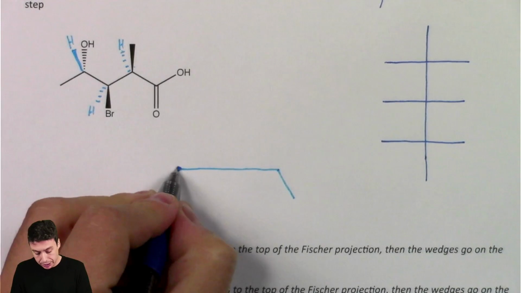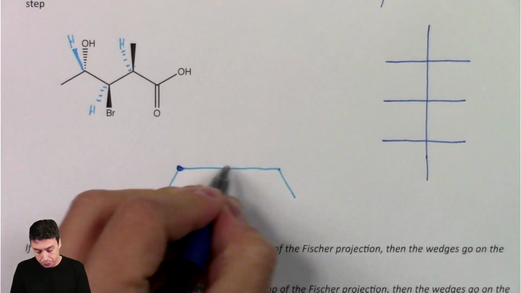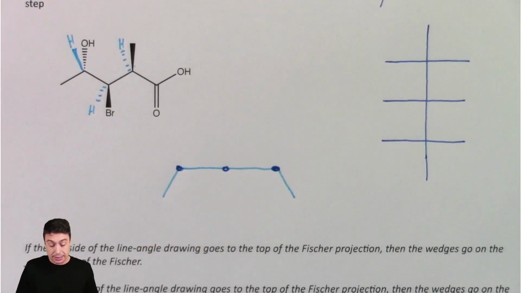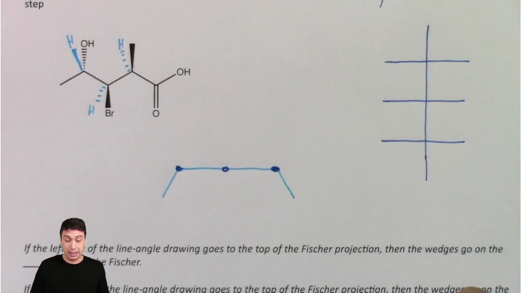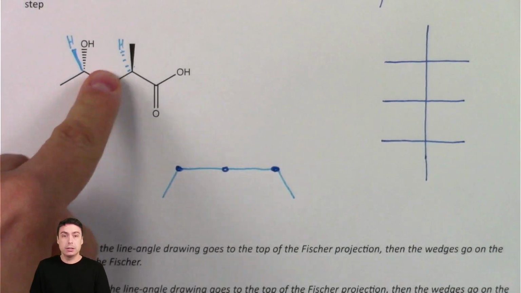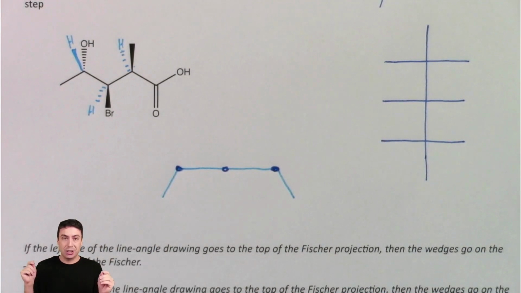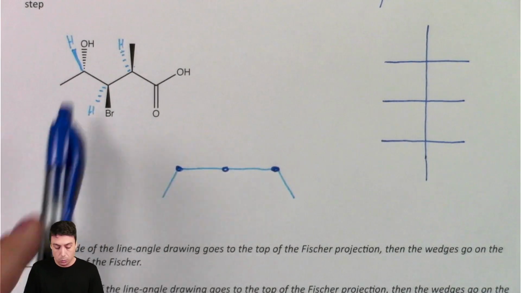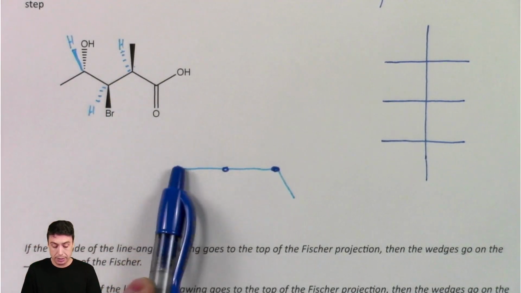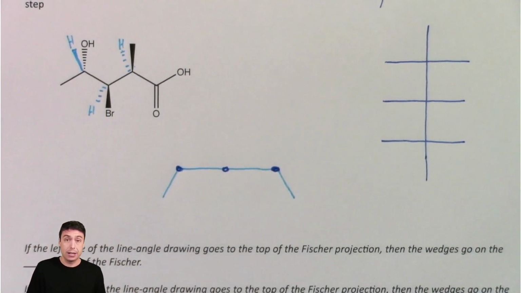Because I had 3 chiral centers, I'm going to have 3 dots on my tabletop, or my flat back. When you're going from the line angle to your tabletop, don't do any changing of what is the left and what is the right. Leave those as they are. So I've got 1, 2, 3 chiral centers. I'm going to leave it as 1, 2, 3 for my chiral centers.